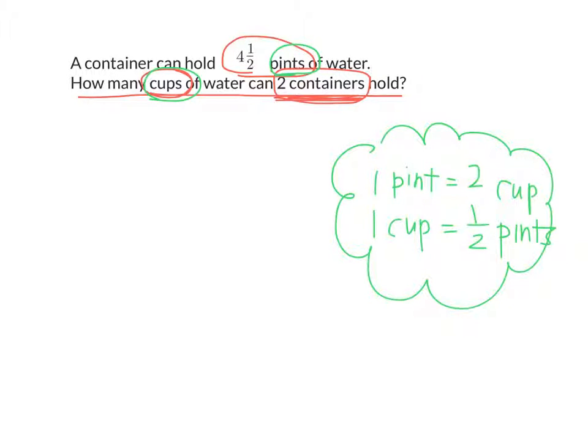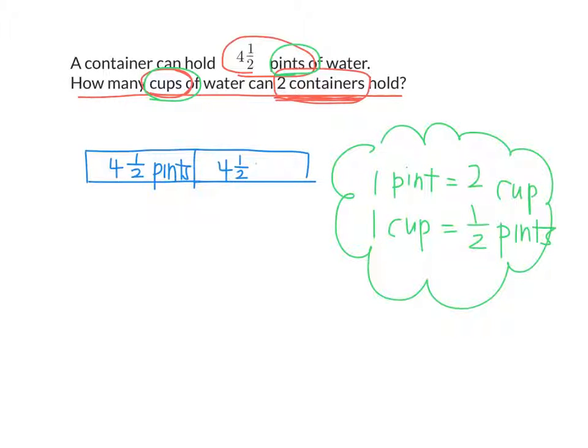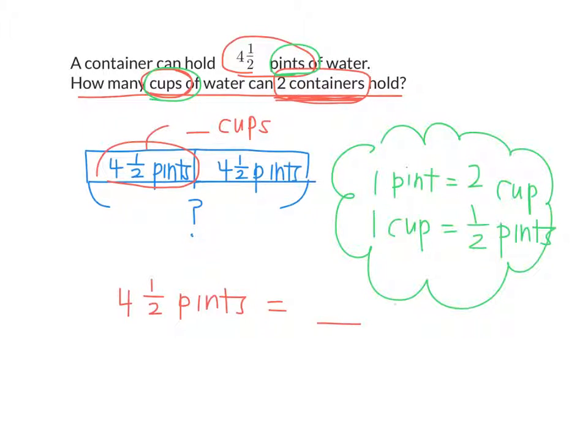Okay. Now, let's talk about the problem. We know that 1 container can hold 4.5 pints. The question's asking us, if I have 2 containers, this one also holds 4.5 pints, right? We want to find out all together how many cups it can hold. Well, in order to do that, we have to first figure out how many cups are in 4.5 pints. Do you agree? So basically what we have to do is 4.5 pints equals blank cups. Yes? Okay, in your notebooks, go ahead and follow the procedure for conversions.